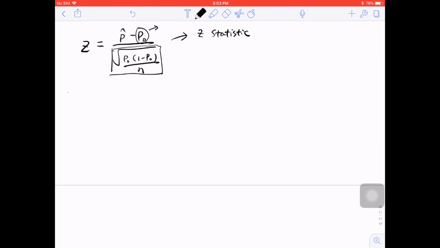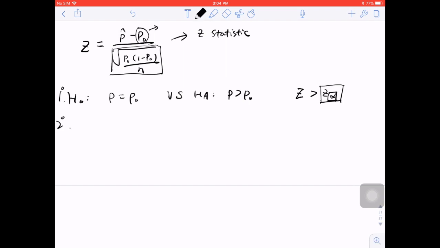Okay, so when your null hypothesis is p is equal to p0 versus the alternative hypothesis p is larger than p0, you will reject the null hypothesis when your z statistic is larger than z alpha. Once you fix your alpha, you're going to have a fixed z alpha using the z table. So this is the first case.